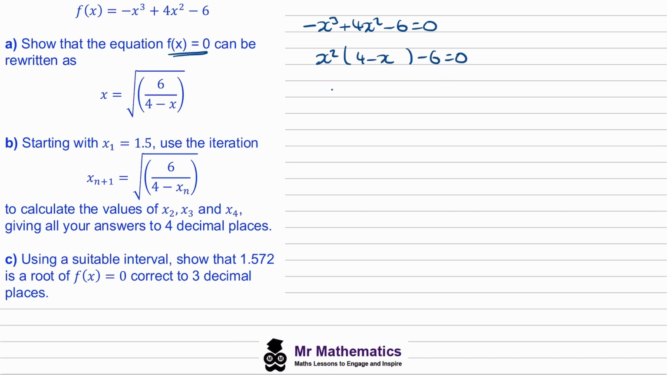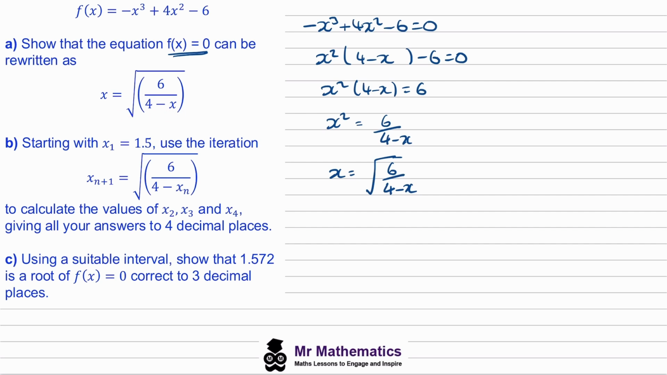We'll move the negative 6 to the right-hand side, and we'll divide both sides by the 4 minus x. We'll take the square root of both sides, so x will equal the square root of 6 over 4 minus x. And that's what we were asked to show here.